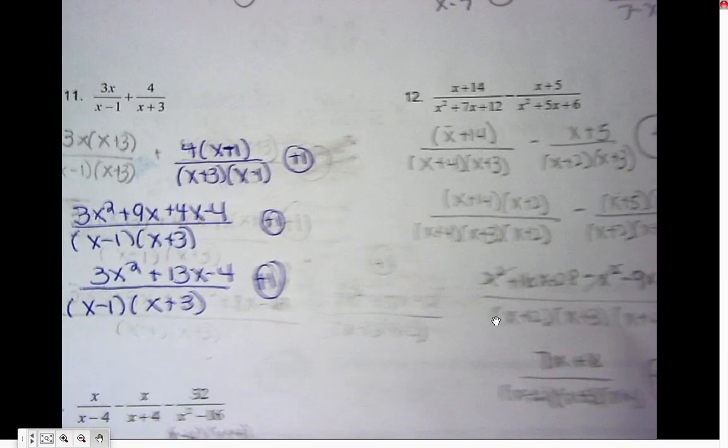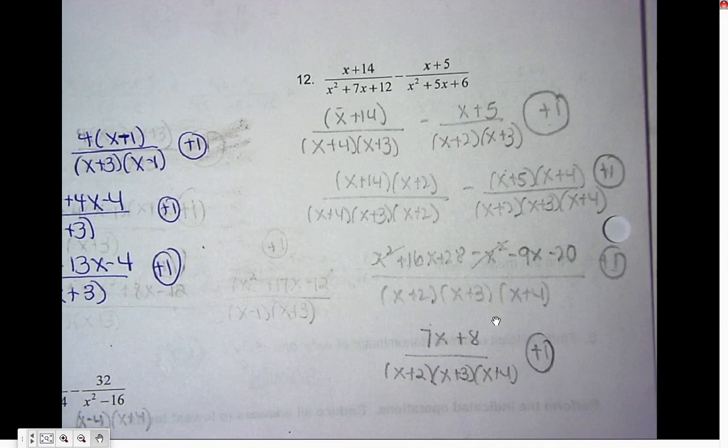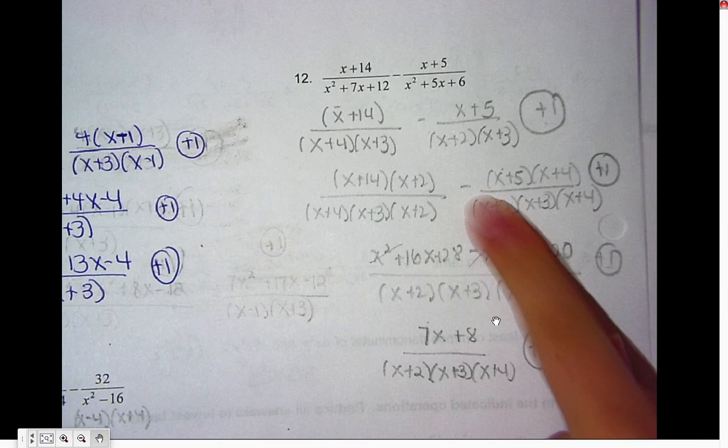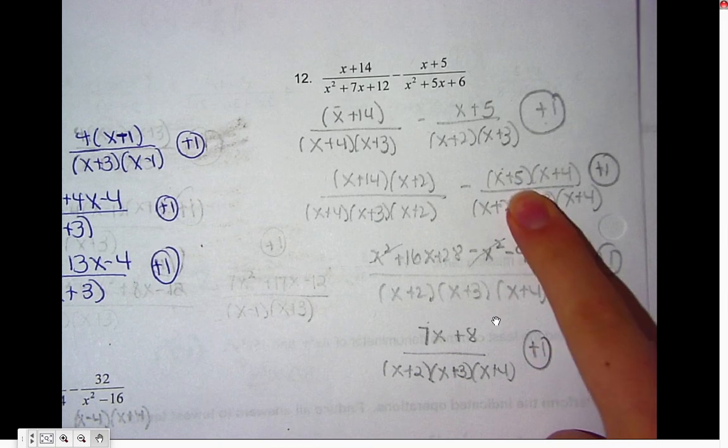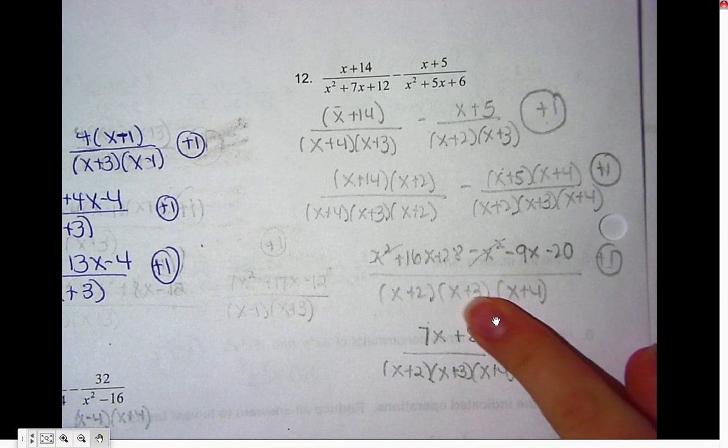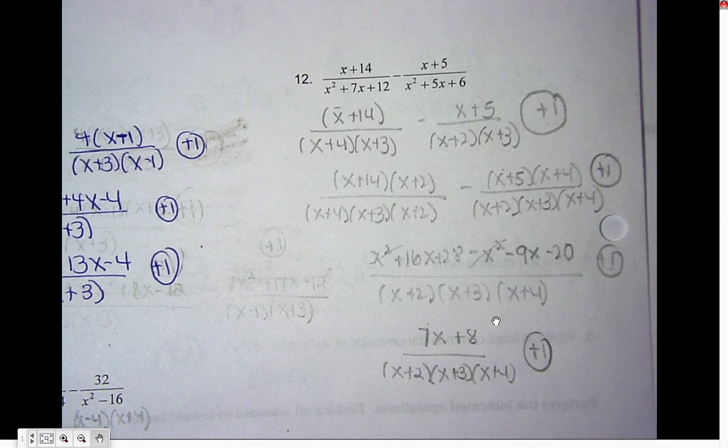For number 12, the biggest mistake was once you found your GCF, which was x plus 4 times x plus 3 times x plus 2. Once you do that, you had to distribute this negative. So if you were to go ahead and FOIL this, and then you had to distribute that negative to all 3 terms. That would have affected how your final answer would have simplified.